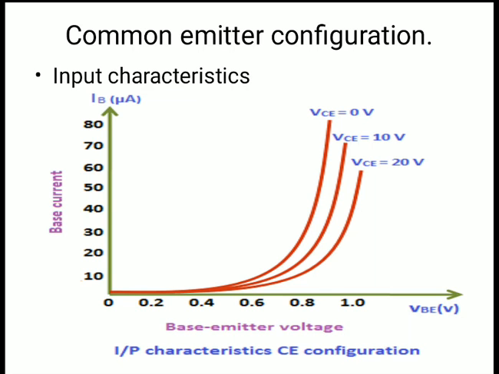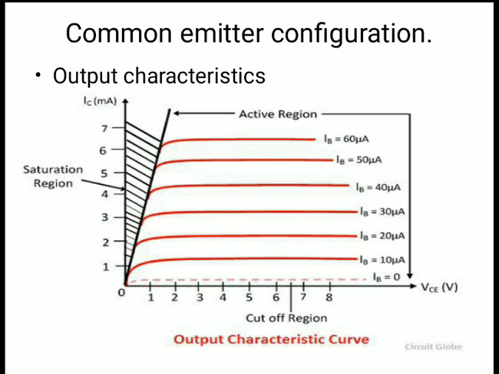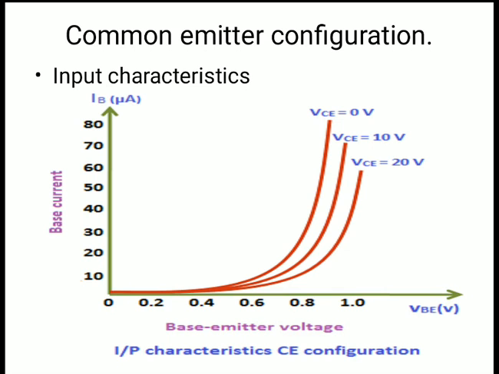If you remember, we have seen in the construction of the NPN transistor that the base is lightly doped. Since the base is lightly doped, the base has a very small current. That is why the base current is always in microamperes, as you can see here. So this is the input characteristic.